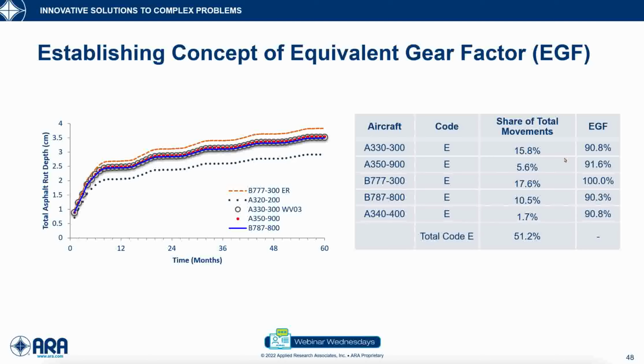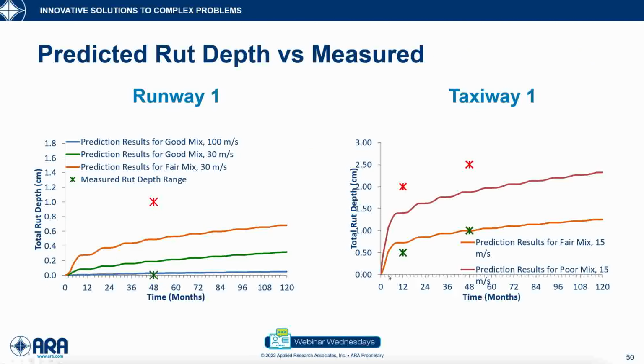And now I can combine and accumulate the damages of all these aircraft into the damage of one single equivalent gear. Multiplying the share of the total movements by the equivalent gear factor, I get the total equivalent gears that are landing every day in that airport. And thus now I can predict what the rutting is each day due to the realistic aircraft that are landing. So everything is realistic here. The mixes are realistic, the amount of aircraft, the type of aircraft are all realistic. And I'm calculating and trying to predict the damage that it causes. And this is what you will see here.